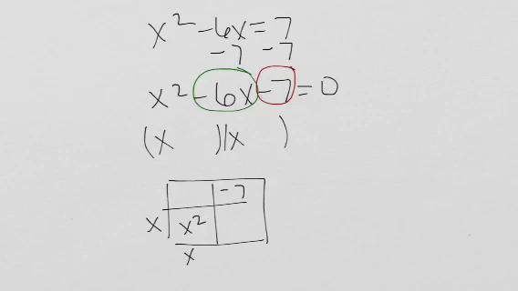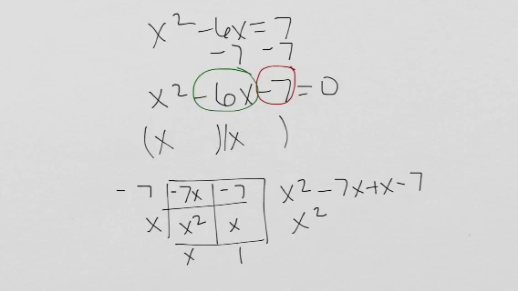7 is prime. It comes from multiplying 7 times 1. Because the 6 is negative, I know the bigger number is negative, so it's a negative 7. That leaves me with a negative 7x in this box and an x in this box. That's x squared minus 7x plus x minus 7. Negative 7x and x simplify to negative 6x, minus 7. So I've verified that this generic rectangle matches my equation, which means my factors are x plus 1 and x minus 7.